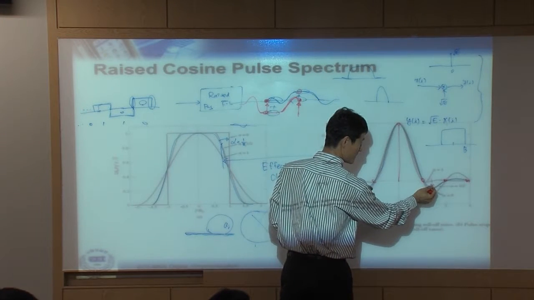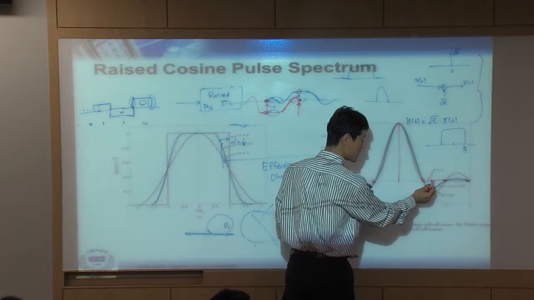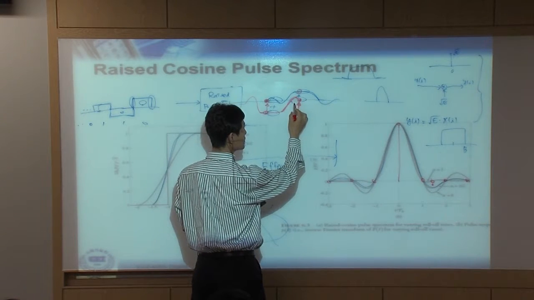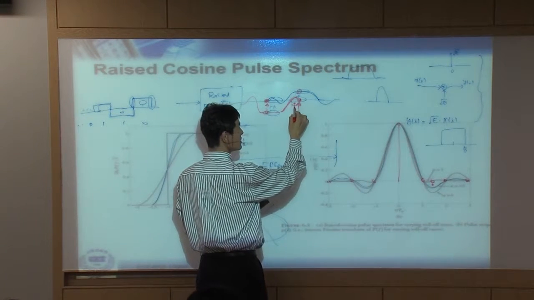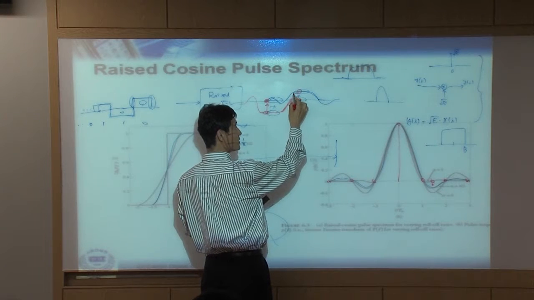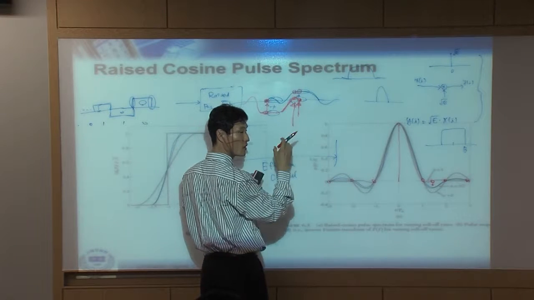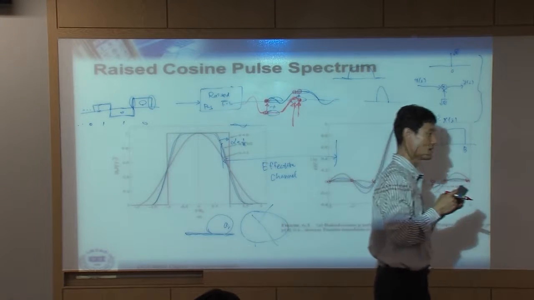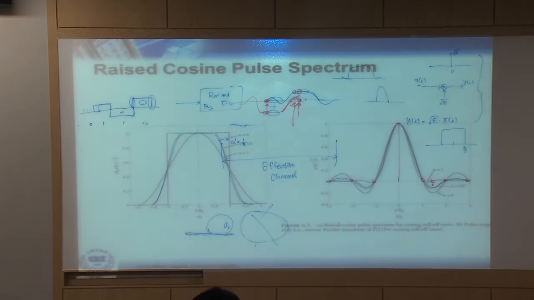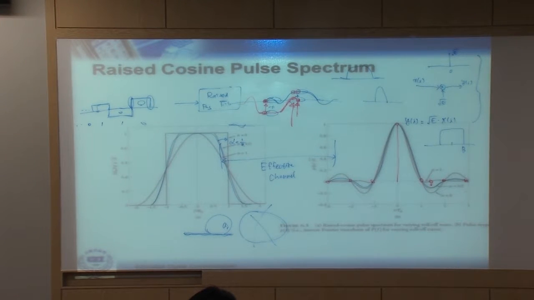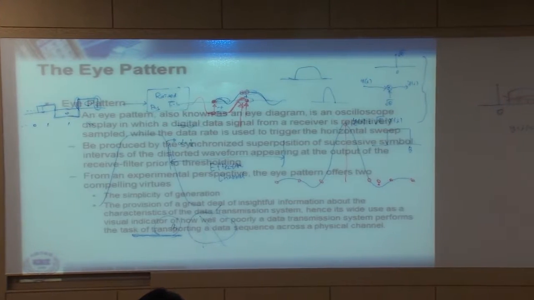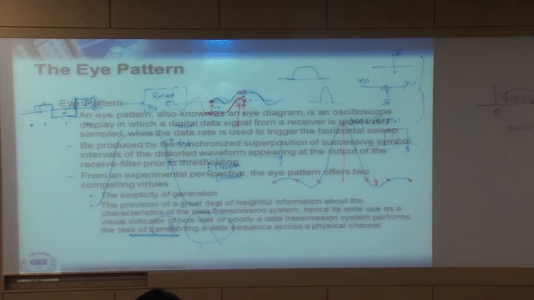If you sample it at this point, let's say you sample it here, you're going to get the first sample, but you're going to get also the second sample a little bit. So that's all mixed. That's ISI. Okay? So that's all what I'm saying here as a pulse shaping. Okay? So let's move on to the next one.